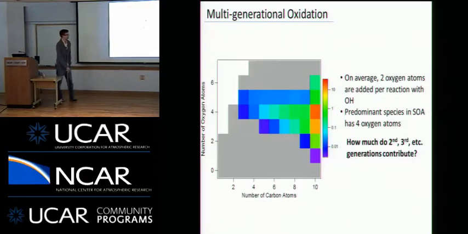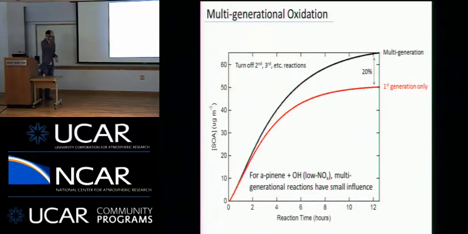So we can ask questions, like, is this C10O4 species the result of multi-generational chemistry, 2nd, 3rd, 4th generation chemistry, for example, adding 2 oxygens twice, or does this tend to be, from an SOA perspective, dominated by 1st generation chemistry? We can do that by turning off 2nd generation chemistry. We can make most of our grid unreactive, and we can explore these types of things.